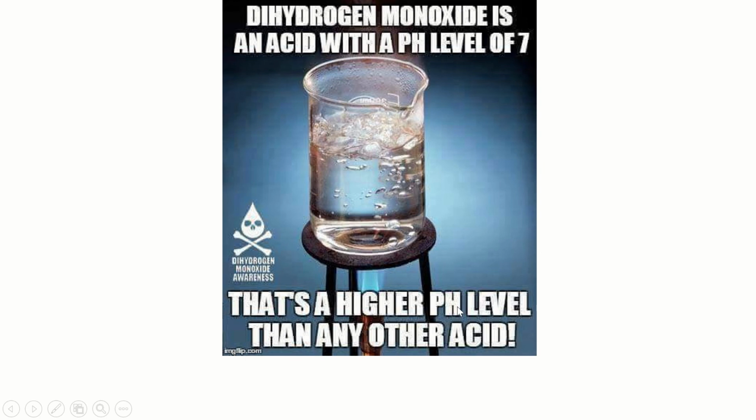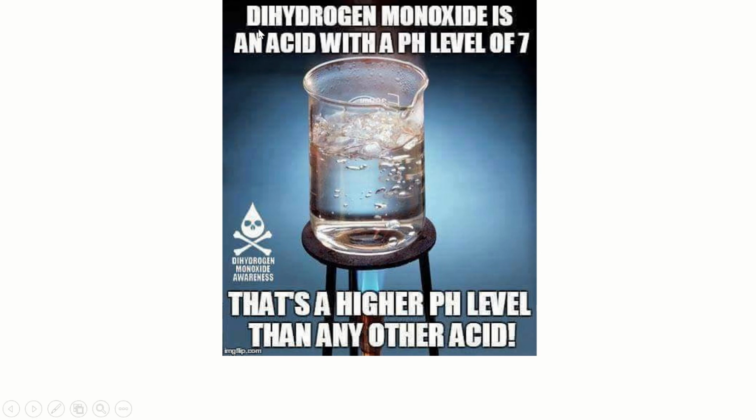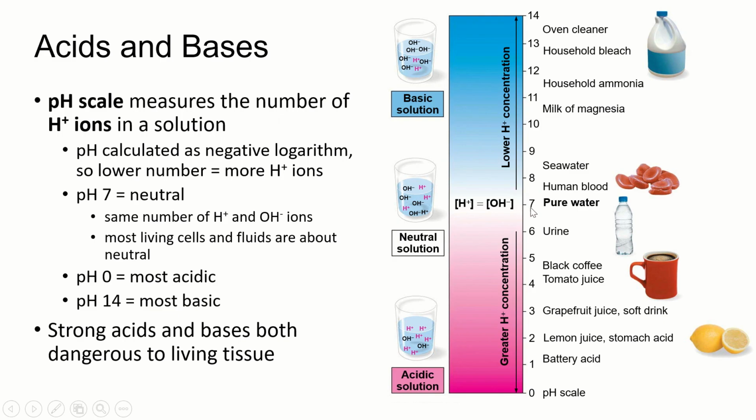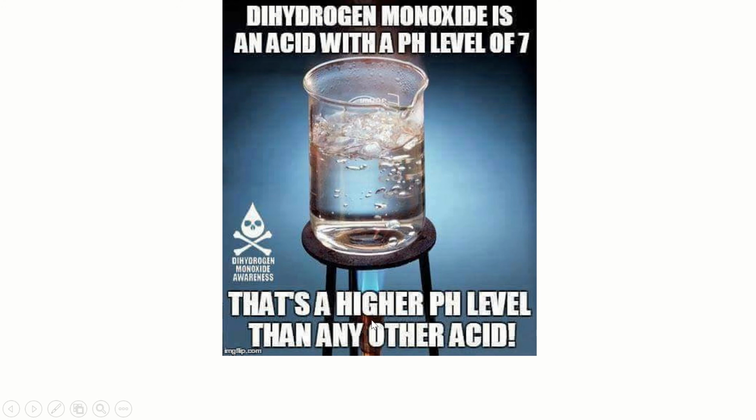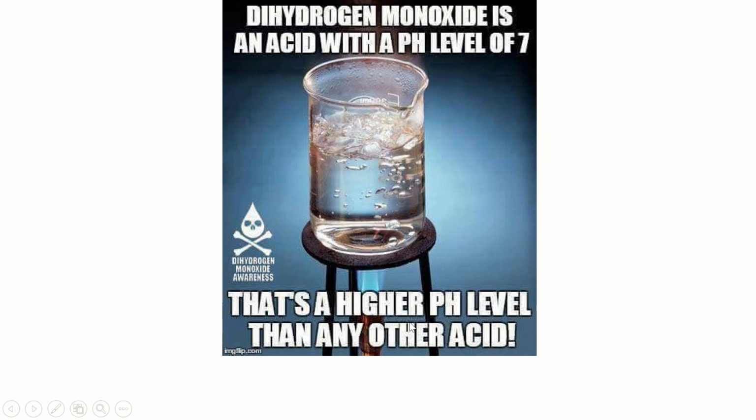Okay, this is funny because dihydrogen monoxide, dihydrogen, 2 hydrogens, monoxide, 1 oxygen, is H2O. It's water. It's actually not an acid. It's neutral. It does have a pH of 7, which is neutral. That's a higher pH than any other acid. Yeah. Lower pH is stronger. Isn't that funny? It sounds really alarmist and scary, but it's fun.